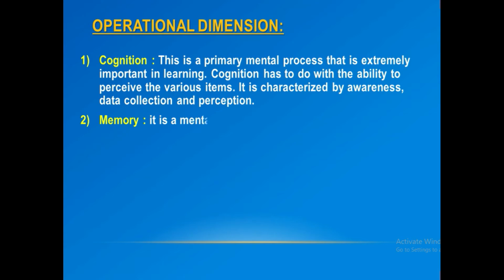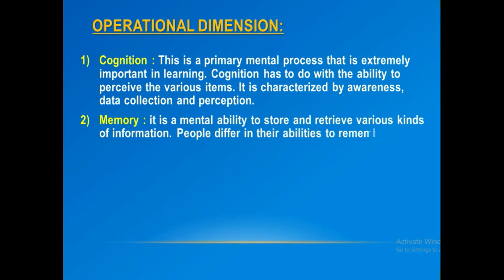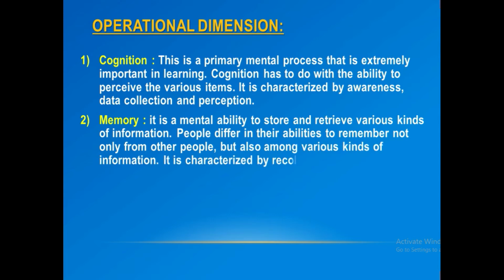Second is memory. It is the mental ability to store and retrieve various kinds of information. People differ in their abilities to remember, not only from other people but also among various kinds of information. It is characterized by a recollection of past experiences.